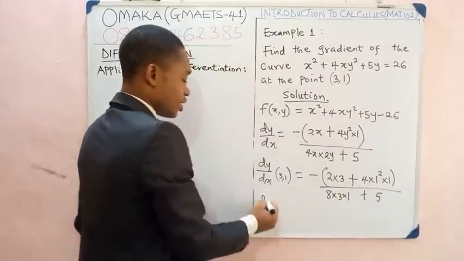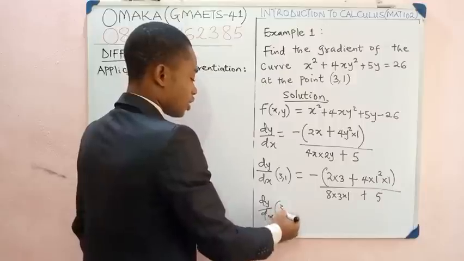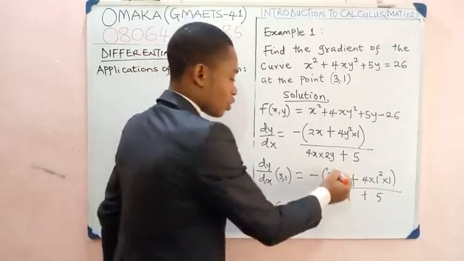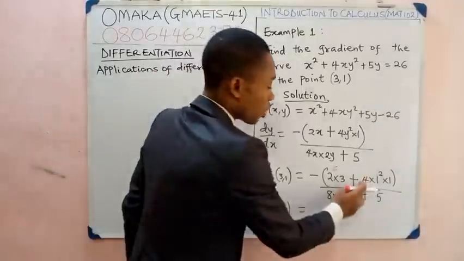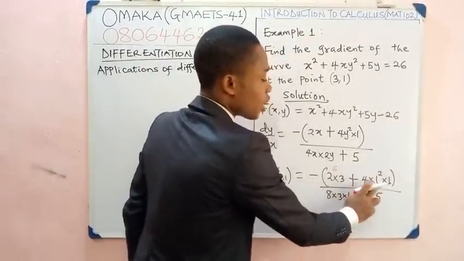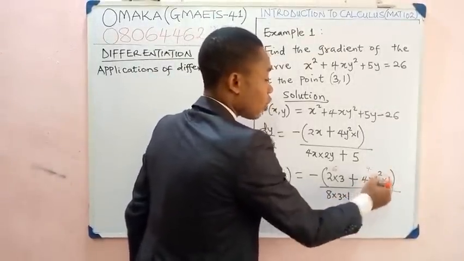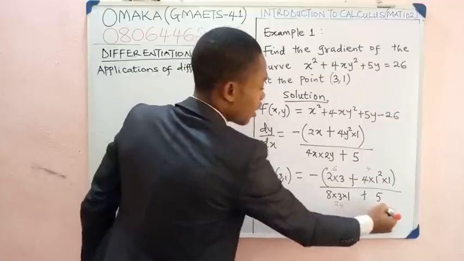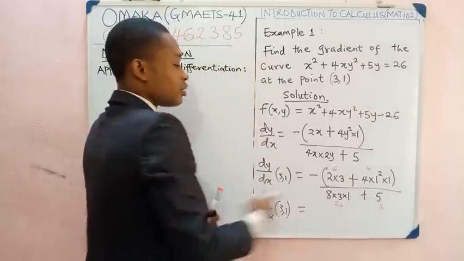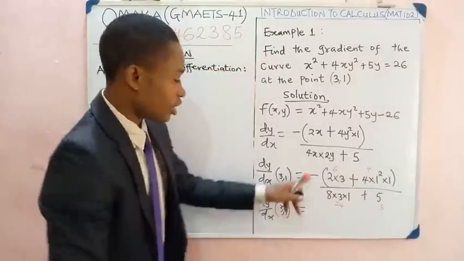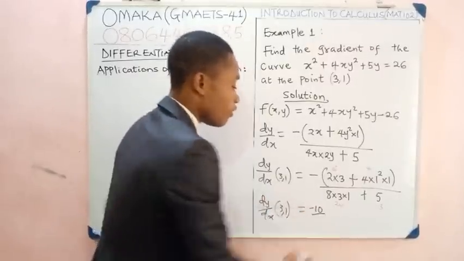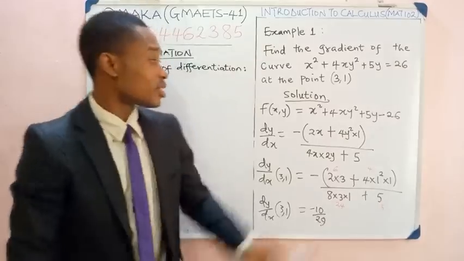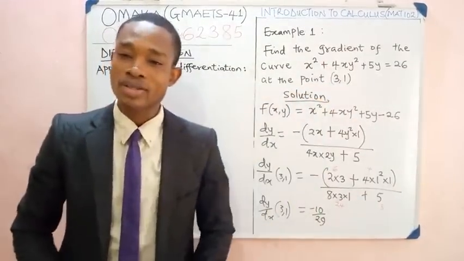So do you see that the gradient, which is dy/dx at the point (3, 1), is equal to, if you sum this out, 2 times 3 gives us 6. And then 4 times 1 squared is 1, so 4 times 1 is 4, times this 1 is also 4. 8 times 3 times 1 is 24. Then you have 5 here already. Add that for the numerator, 6 plus 4 is 10. They have minus here, so that is minus 10 all over 24 plus 5, which gives us 29. This is the required gradient of this curve at this point.